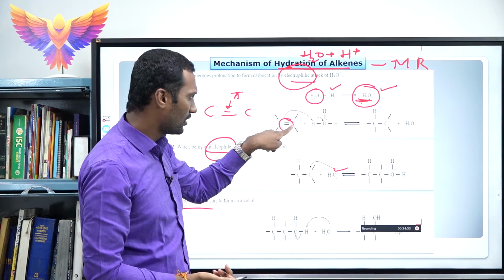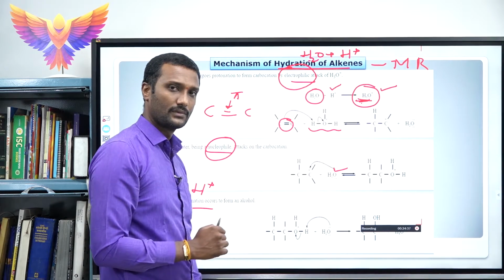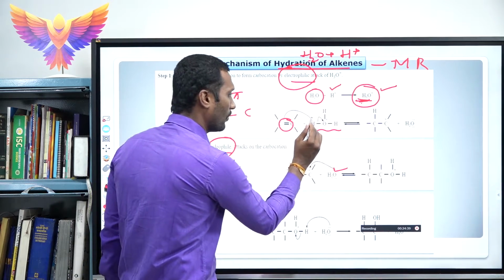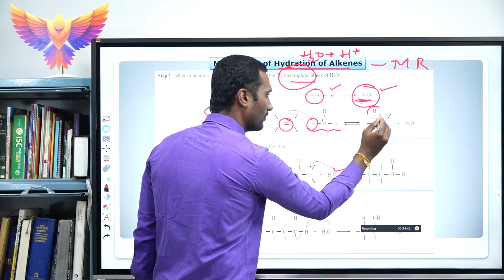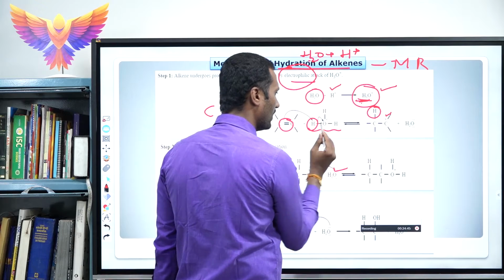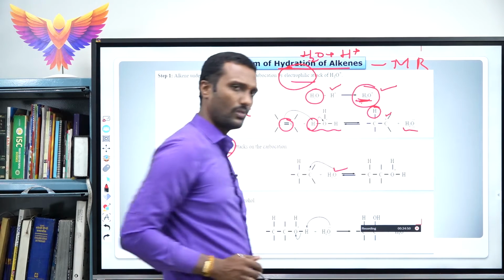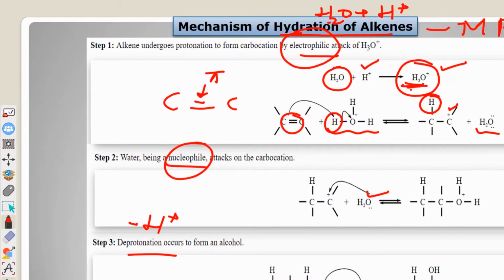So this carbon-carbon double bond reacts with the hydronium ion. In this hydronium ion, one of the hydrogens will combine with one carbon atom and the next carbon atom shows the positive charge. Now from this hydronium ion, hydrogen has reacted. Now what's left over here? Water. So now this water acts as a nucleophile.